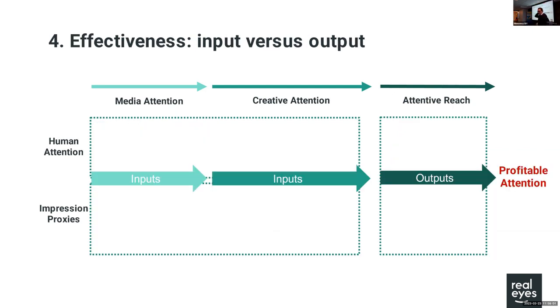The last point here is something that everybody argues about: are attention metrics an input or an output? And I would argue that they can be either or both. So an attention metric might help you create a better advertisement. It could create a better media experience, a better app experience. And attention could be an outcome that you're looking at in your conversion funnel.